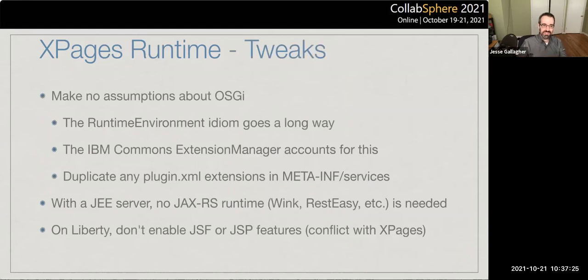There are some tweaks, like I was saying, don't make assumptions about OSGi. This is the second reason the runtime environment idiom came along. Originally it was XPages and servlet container, and now it's also in OSGi servlets, and now it's a non-OSGi environment. IBM Commons has the extension manager, which fortunately XPages uses heavily. It accounts for this and has special support for Eclipse and non-Eclipse, so you have to do a couple of tweaks. You also no longer have to bring along your own implementation if you're using a JEE server. And on Liberty, you just have to make sure you don't enable the JSF or JSP features because they will conflict with XPages.